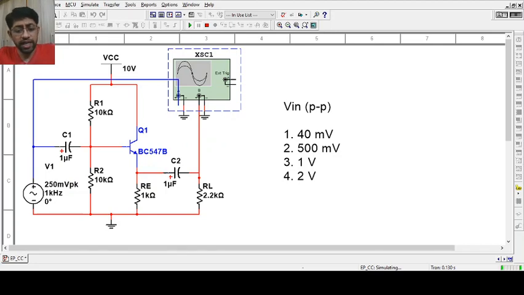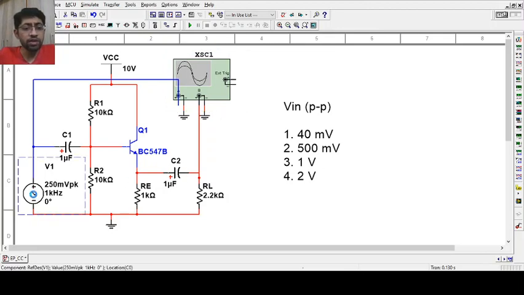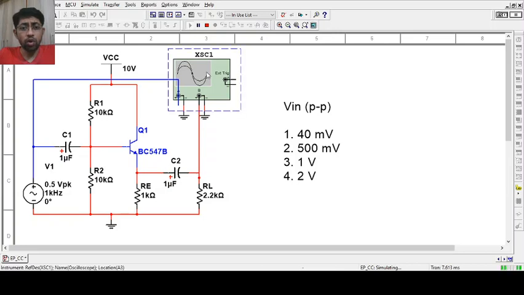So let us move to that circuit, and change it to 1 volt peak to peak. Yes, third one, 1 volt peak to peak. So I have to set my source to 0.5 volt peak. Here you can see that it is changed to 0.5 volt peak, which is 1 volt peak to peak. And let us run it once again and try to observe the CRO.